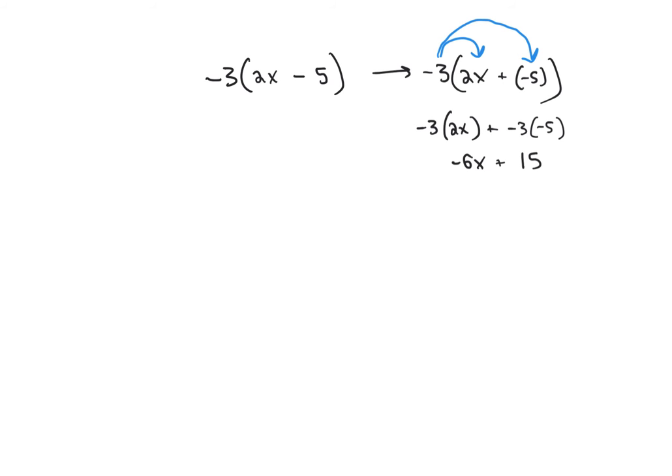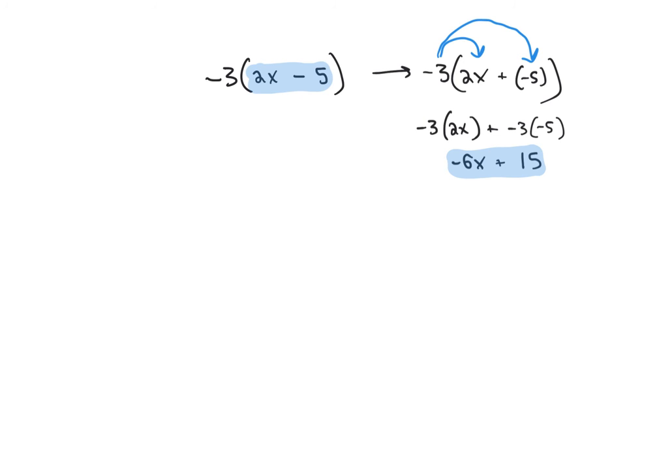So you'll see that we went from an expression inside the parentheses that had subtraction in it to a simplified expression that has addition in it, because we multiplied a negative into those parentheses. Let's take a look at another example.